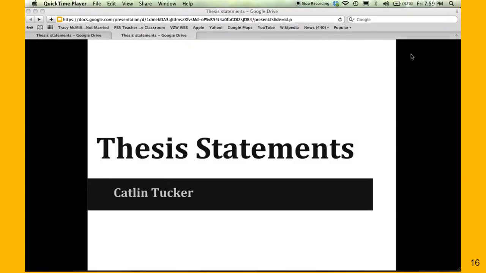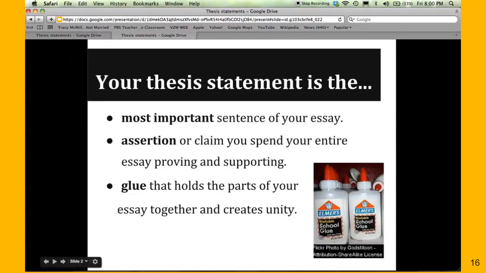This is a quick tutorial on how to write thesis statements. So there are a few things you need to know about the thesis statement. It is the most important sentence of your essay. And it is the statement, the assertion, the claim you spend the rest of your essay proving and supporting. So really everything in your essay is there to support your thesis statement. So in effect, it's the metaphorical glue that holds the various parts of your essay together, creates unity and cohesion.